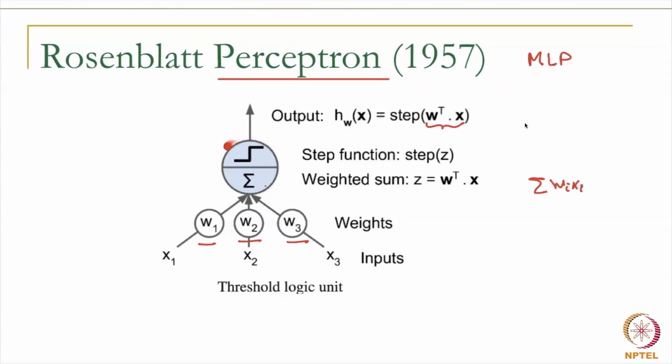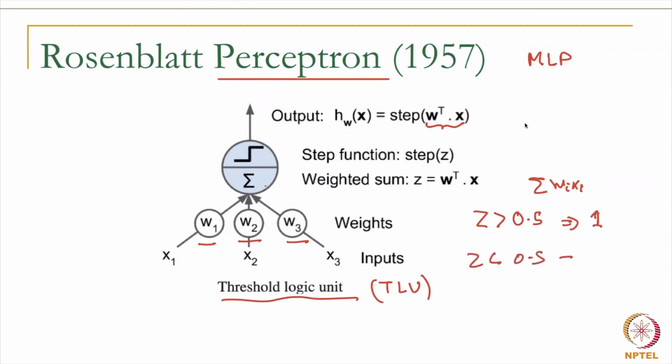Now, apart from that, you can see in the symbol, this is basically a threshold. It's called a TLU, a threshold logical unit. All it does is, you check once again whether Z is greater than some value. Let's say Z is greater than 0.5 implies 1, Z less than 0.5 implies 0, something of that sort. Usually this limit will be actually 0. Okay. We are not going to do either the Rosenblatt perceptron or the McCulloch-Pitts neuron.